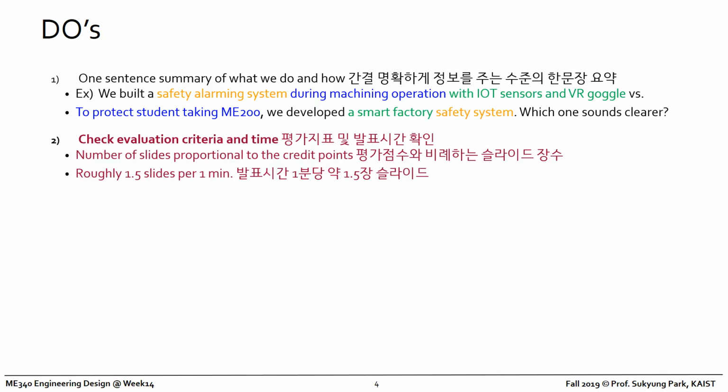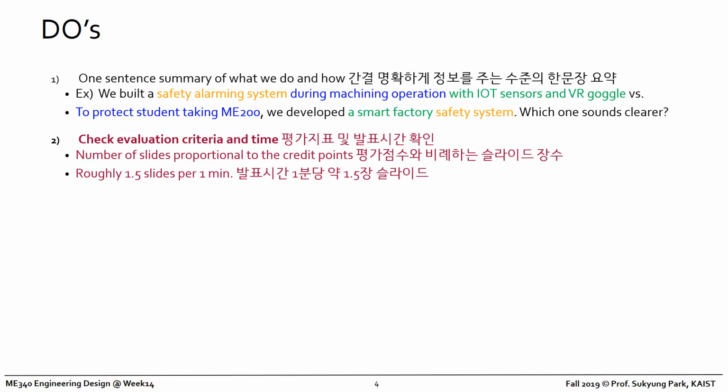Once you've done that, you should first check your evaluation criteria and the time. Roughly, you allocate the slides proportional to the credit points. More credits, more slides, of course. And then roughly, you should estimate the total number of slides before you actually make them.